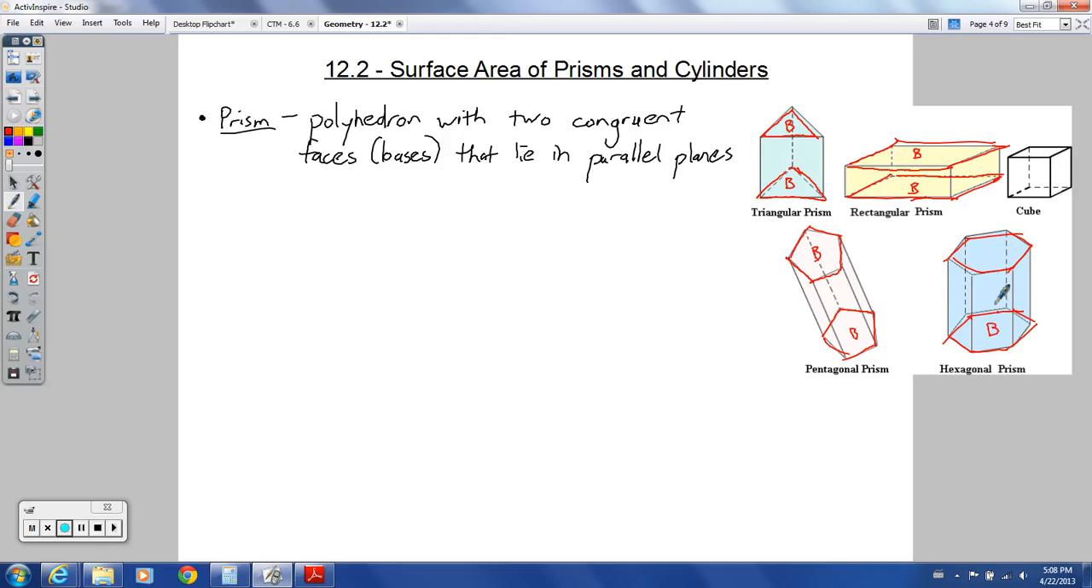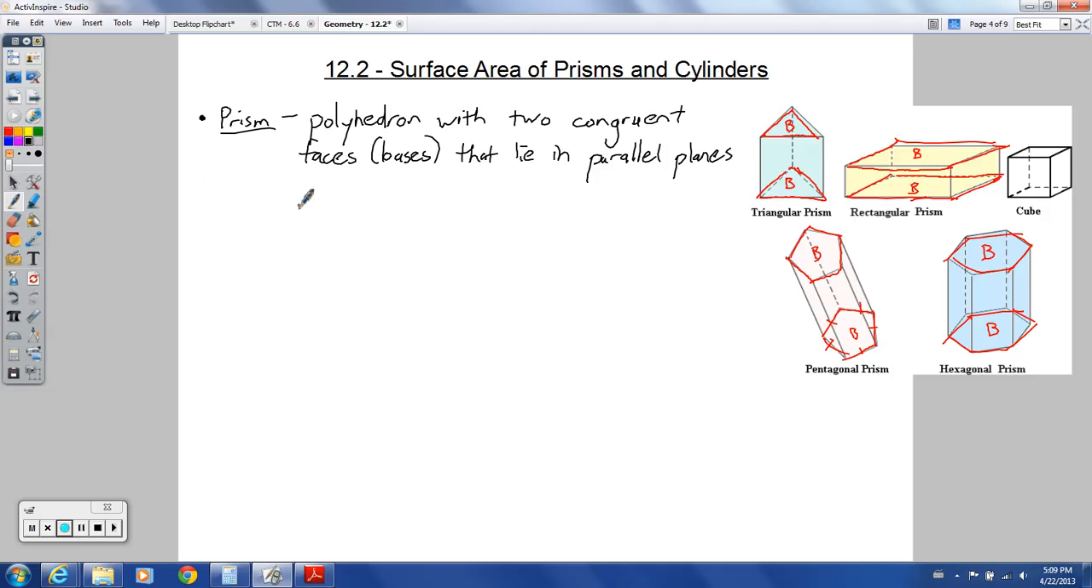But here, it looks like this is not a regular hexagonal prism. This one might be a regular pentagonal prism. This looks like it might be the same all around here, but not so much with this one, I don't think. This could be an equilateral triangular prism as well.